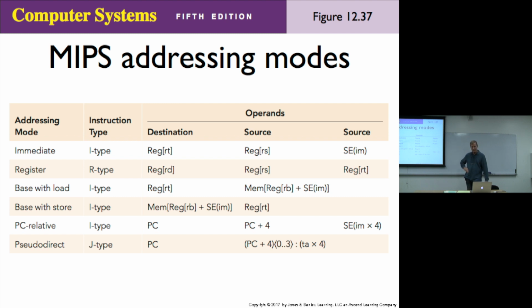Figure 12.37. How many addressing modes did we say? 6. So here they all are. We have immediate, register, base with load, base with store, PC relative, and pseudo-direct. And how many different types did we say? 3. So notice that immediate is an I-type instruction, register is an R-type instruction, base with load is an I-type instruction, base with store is an I-type instruction, PC relative is an I-type instruction, and pseudo-direct is a J-type instruction. So that's just how those things match up.